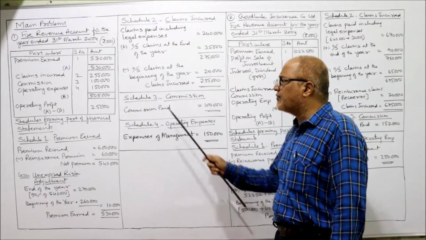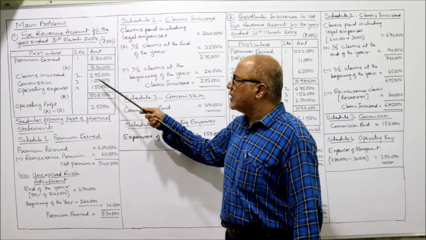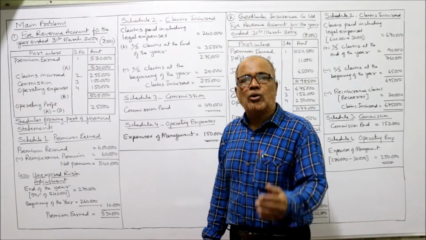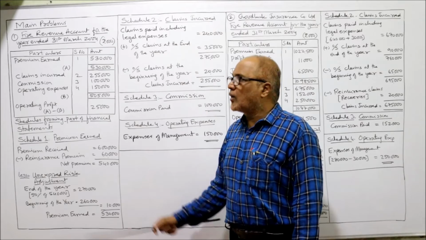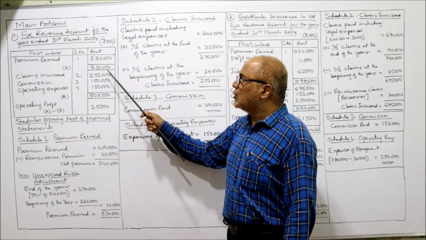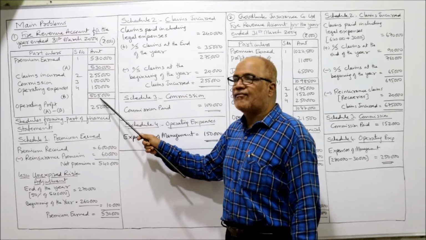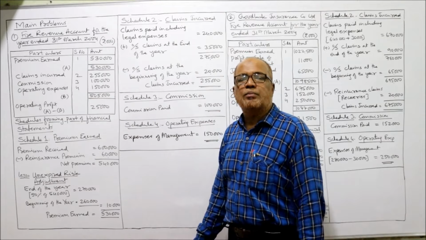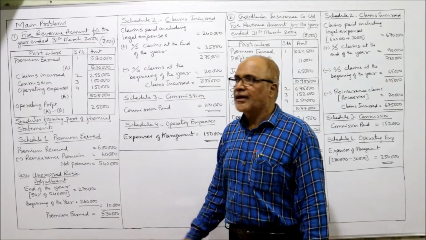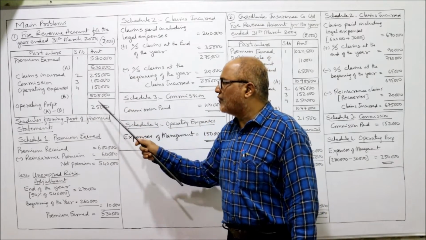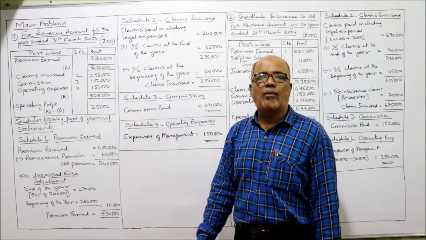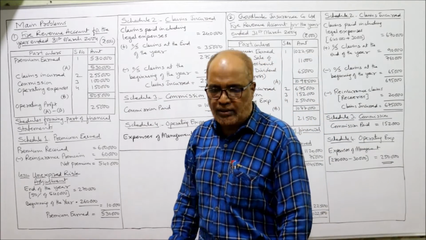Expenses of management, 1,50,000. Taken. Now take the total of B. B is the total of expenditure. A is the total of revenue. So revenue is 5,30,000. Expenditure is 5,05,000. So 5,30,000 minus 5,05,000, 25,000 rupees is the operating profit. A minus B is the operating profit, 25,000. That's all. This is the first main problem on general insurance.